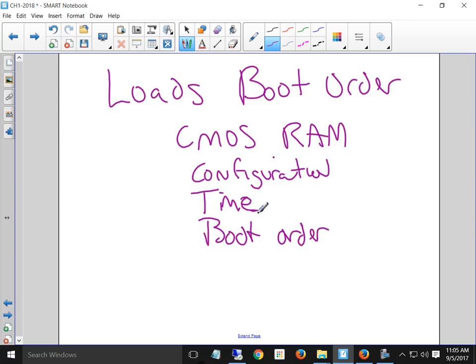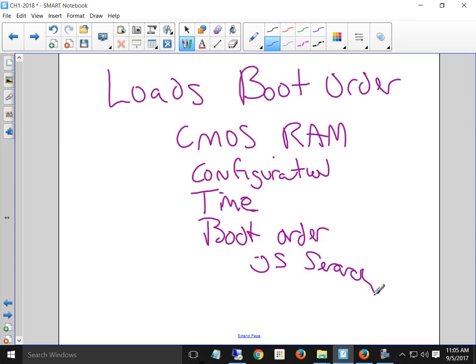So, it loads the boot order off of CMOS RAM, which holds the configuration and the time and the boot order by that battery. Who sets that boot order? You do. We do. Set by humans, okay? We have to go in and say what order we want this computer to boot from. What's more important than this computer right now? Where do I want it to find? And the boot order is the order of OS search. It's the order that it's going to look for the operating system to boot, okay?